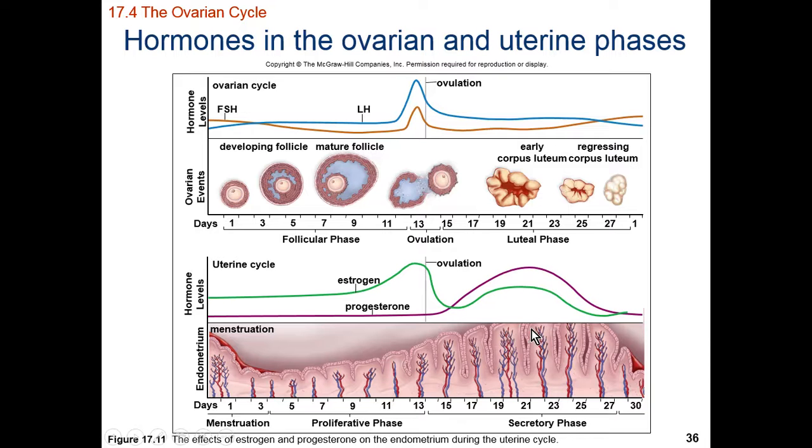But if fertilization and implantation do not occur, the endometrium of the uterus will become thinner and thinner as the levels of hormones become lower, and eventually it will start sloughing off again.